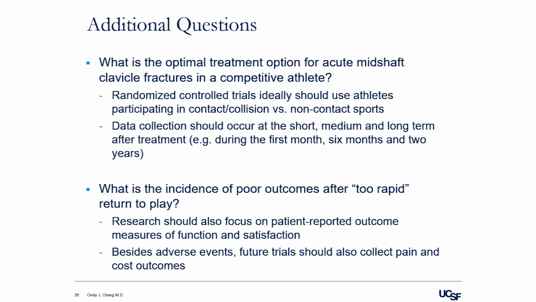If we look at this question, we should ideally, in these randomized controlled trials, use athletes participating in non-contact versus contact sports. We know that makes sense. And data collection should not just be at 1 year or 18 months, but it should be more frequent. But what's the incidence of poor outcomes after too rapid return to play? We need to collect that data as well and talk to our patients about it.